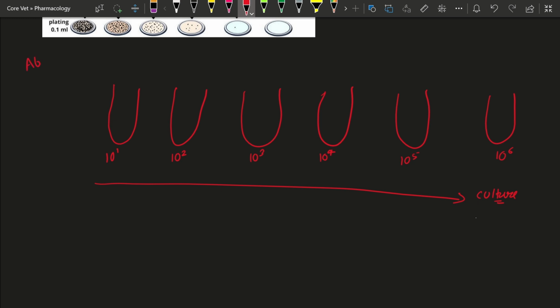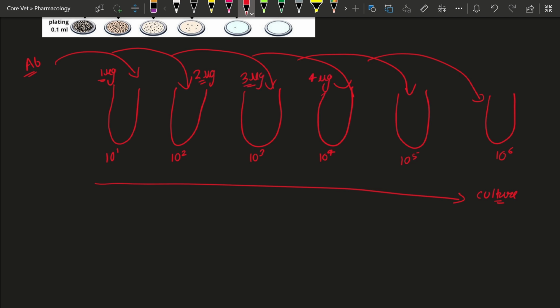Now I'm going to add a certain antibiotic to all these test tubes, but the concentration of the antibiotic added to each test tube is different. In the first test tube I am adding 1 microgram of antibiotic, in the second 2 micrograms, in the third 3 micrograms, in the fourth 4 micrograms, in the fifth 5 micrograms, and in the sixth 6 micrograms of the drug.